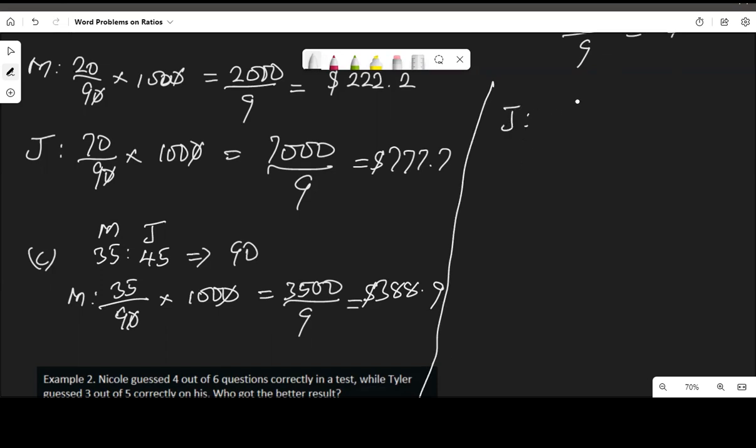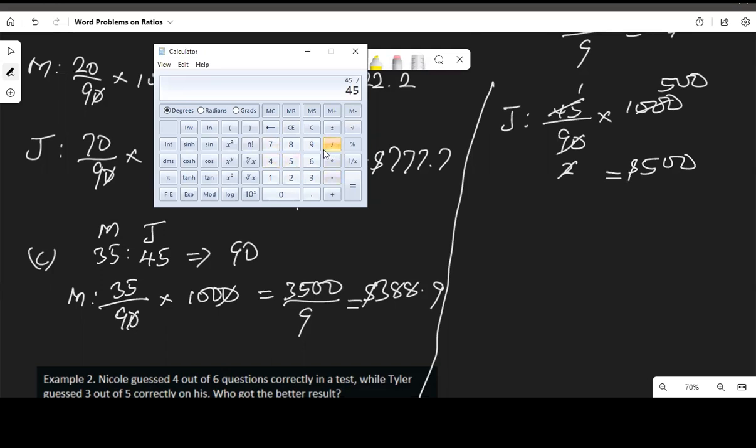Jones's share will be 45 over 90 times 1000. 45 can divide 90, so that is half times 1000. So Jones will receive $500. So that is correct.